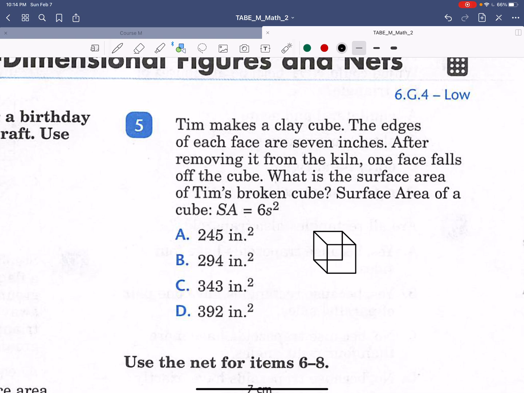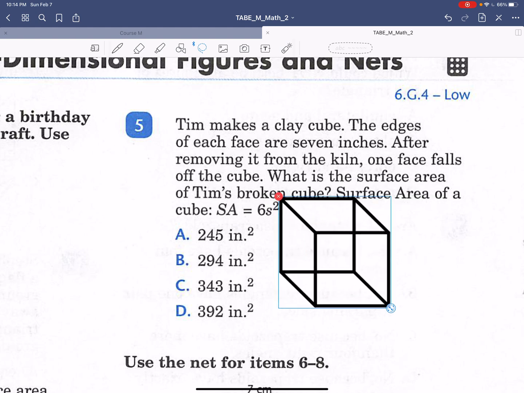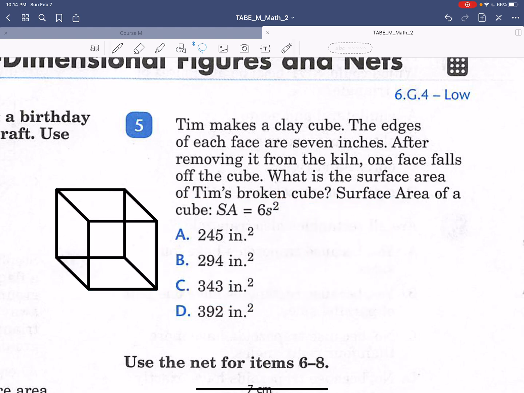And I am going to enlarge this just a little bit so we can see it. Pull it right over here. And it tells me that the edges of each face are 7 inches. So regardless of where I look on this cube, it's 7 inches. That's what makes a cube.